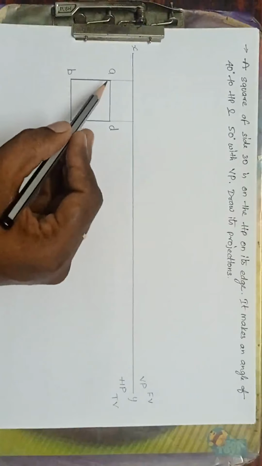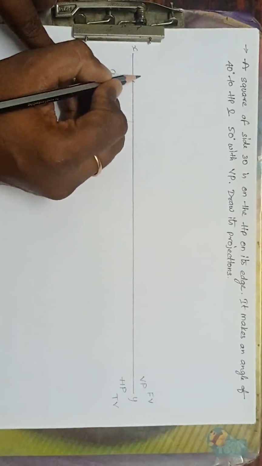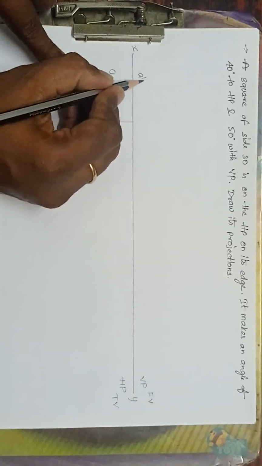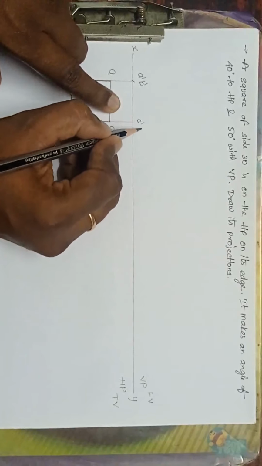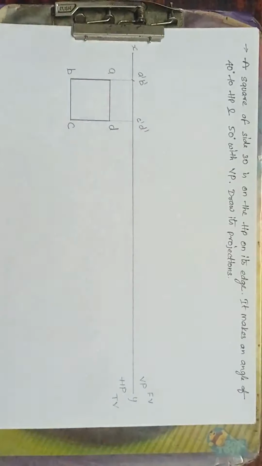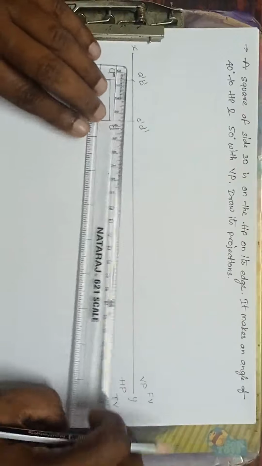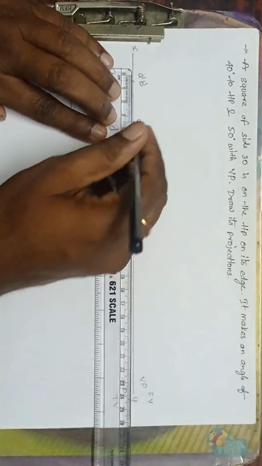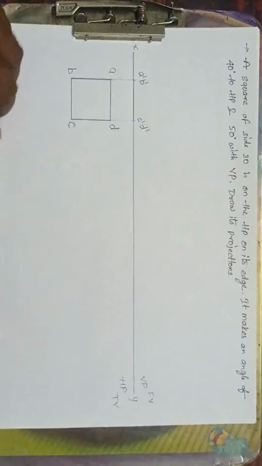Okay, now see here, A and B on the same line. So what I'll do, I'll make this A dash and this B dash. Now this is C dash and D dash. Now make this line dark because this is a plane, this is not a line.